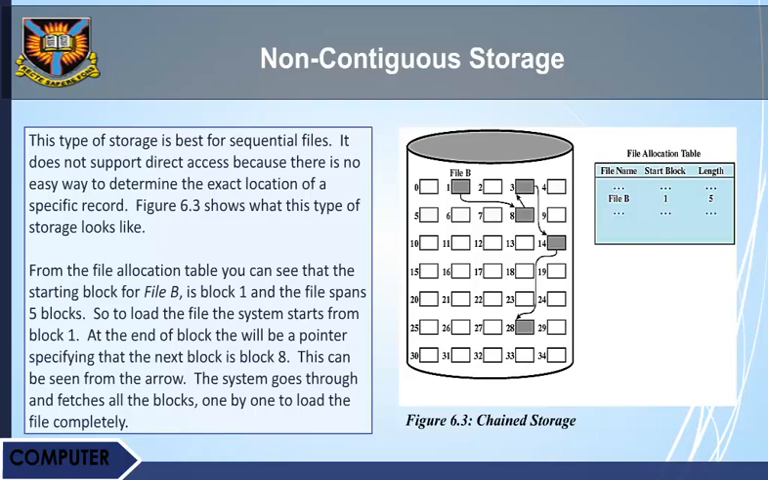From the file allocation table, you can see that the starting block for file B is block 1 and the file spans 5 blocks. So to load the file, the system starts from block 1. At the end of the block, there will be a pointer specifying that the next block is block 8. This can be seen from the arrow. The system goes through and fetches all the blocks one by one to load the file completely.